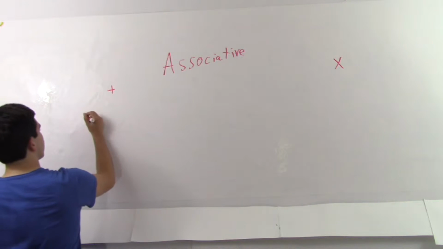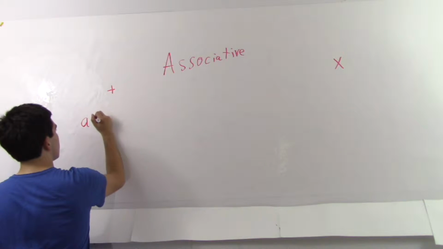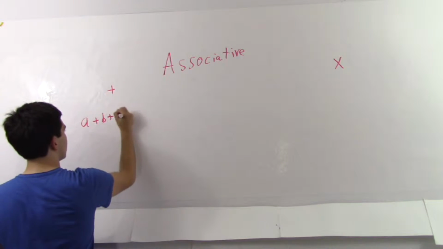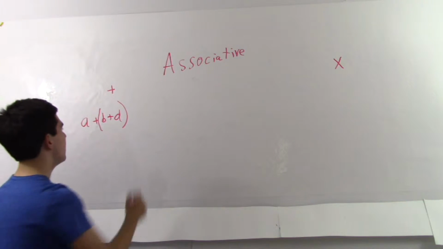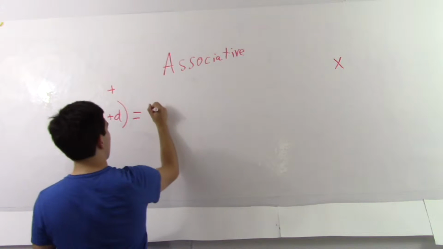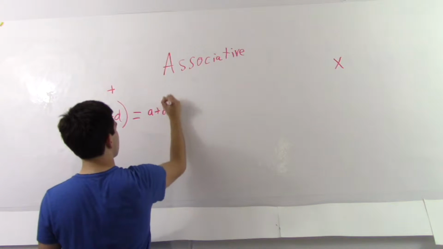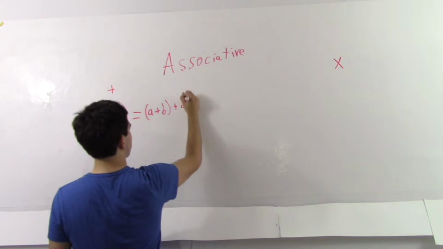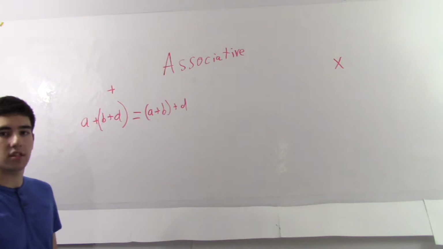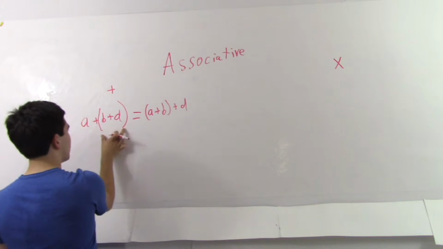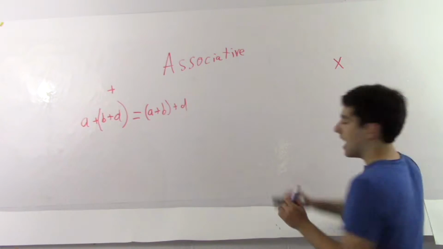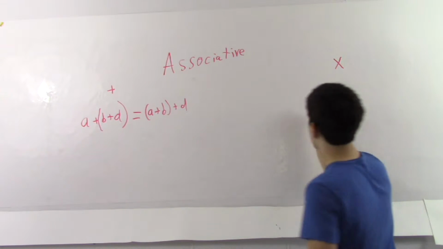Here if we have A plus B plus D, and I put parentheses around A plus B, this is the exact same thing as A plus B plus D with the parentheses around B plus D. And what this is going to do, based on order of operations, is tell you to do what's in the parentheses first. And it works the same way with multiplication.